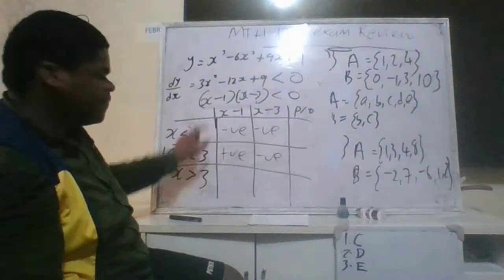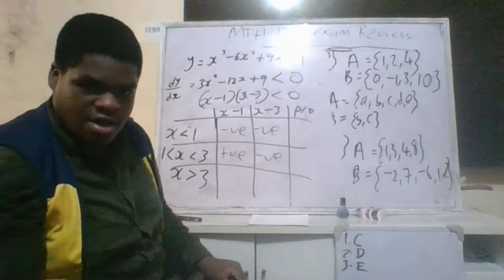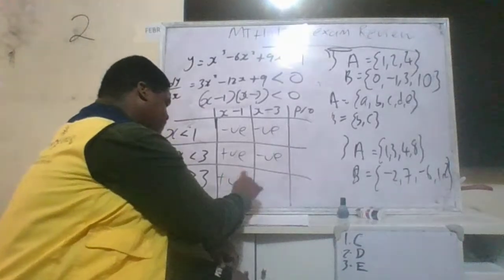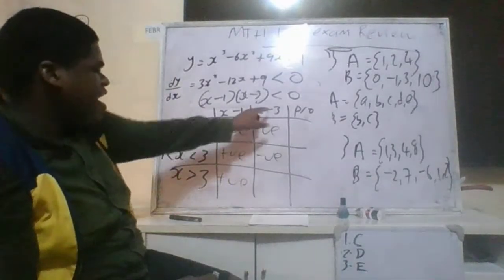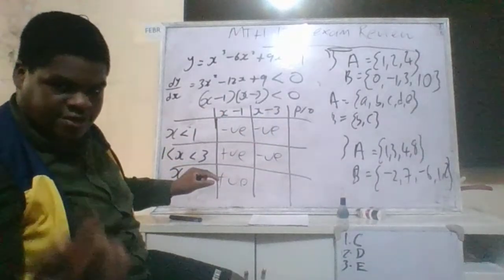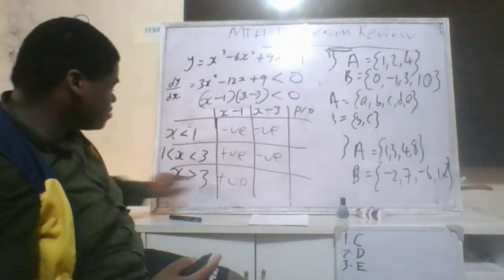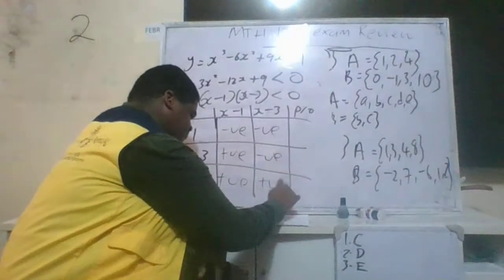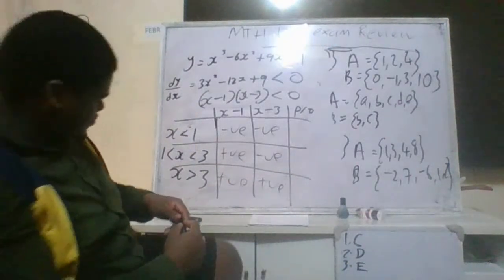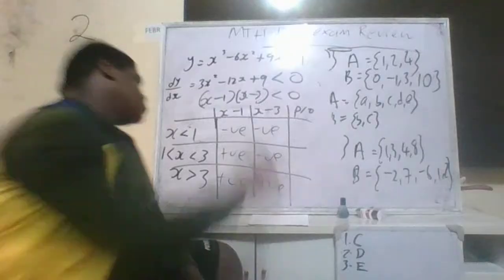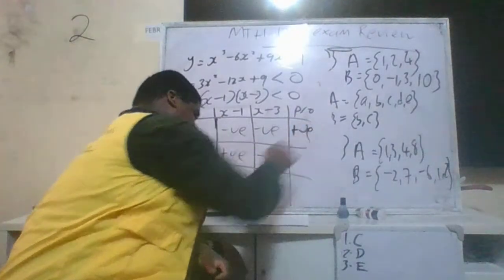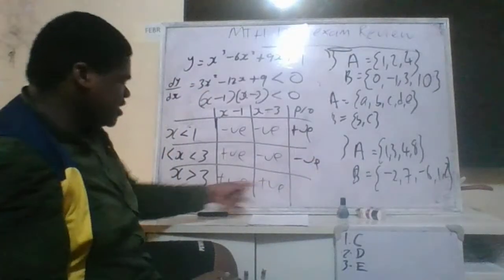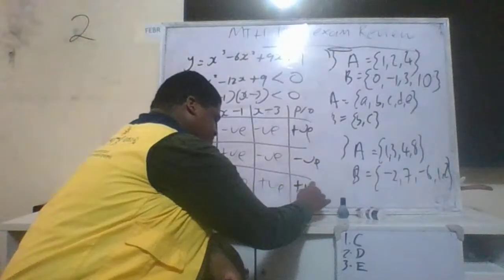When x is greater than 3, what's x minus 1? Greater than 2, because I'm going to subtract 1 from both sides. So this will be greater than 2, that's positive. When x is greater than 3, x minus 3 will be what? Greater than 0, because by the time you subtract 3 from both sides, you're going to have greater than 0. So that will be positive. Now what's the product? Negative and negative is positive. Positive and negative is negative. And positive and positive is positive.